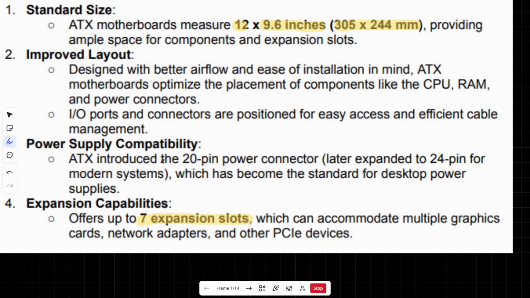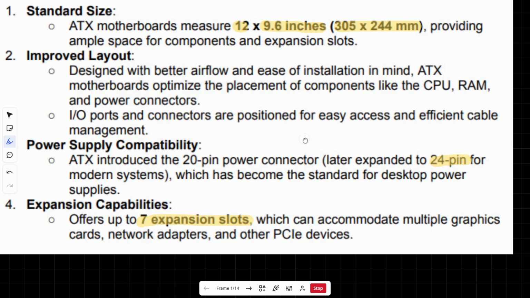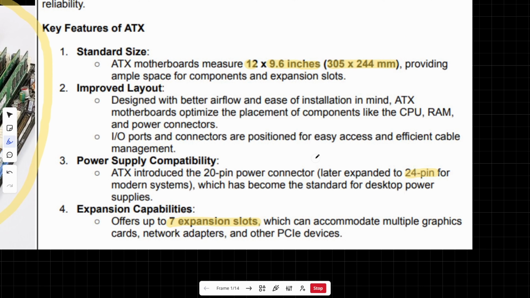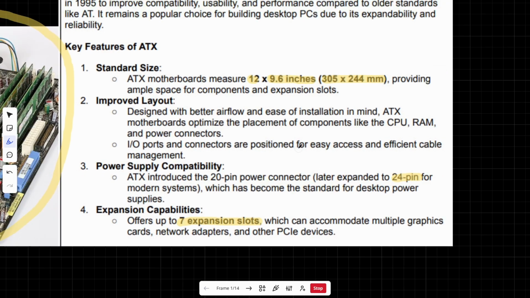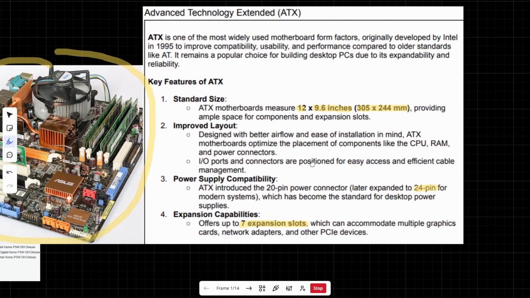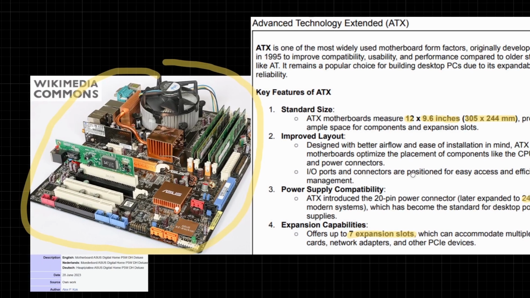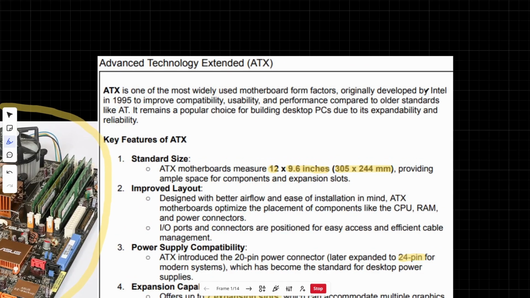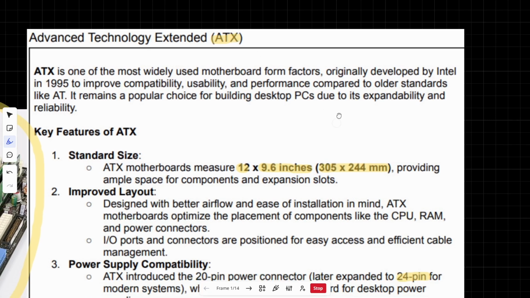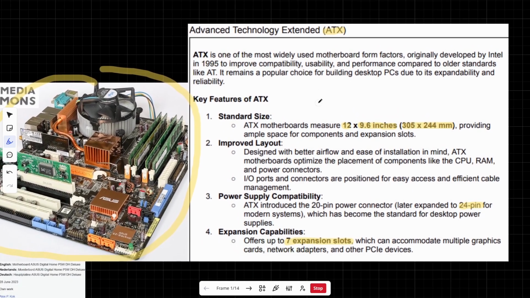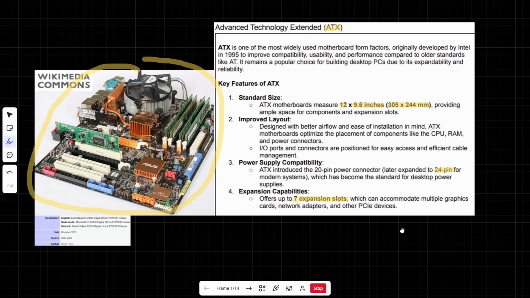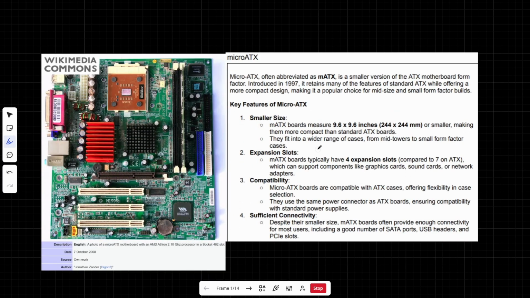It also uses that standard 24-pin power cable. All right, the 24-pin power cable is used in this. If you want to have a lot of expansion, if you want to have a lot of space availability for that expansion, you're going to want to go with the ATX. Long story short, that's mostly what you need to know for that. It's the biggest, it's the one that offers the most capability for expansion. Okay, let's move to the next one, which is MicroATX.